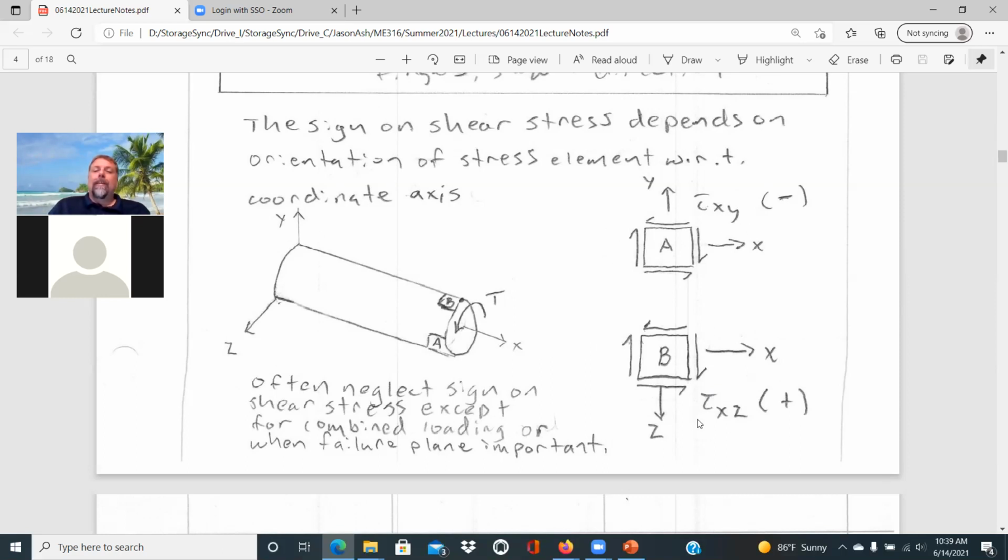Really, the component of stress is dependent upon the frame of reference that you're dealing with and the stress element you're dealing with. And the sign depends on just that orientation, the stress element with the coordinate frame of reference. Does that make sense? Are there any questions on that?